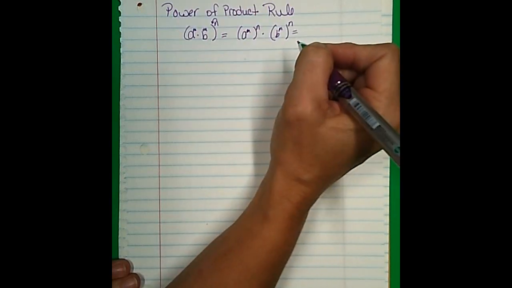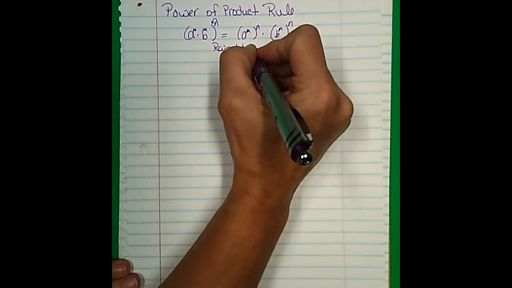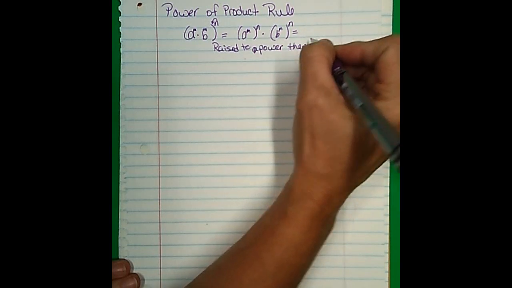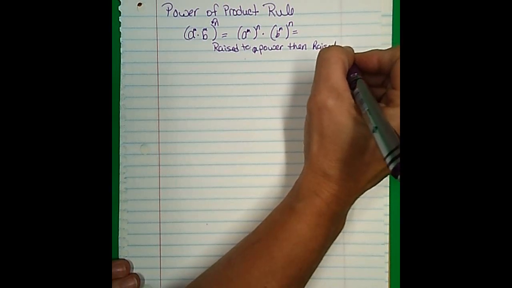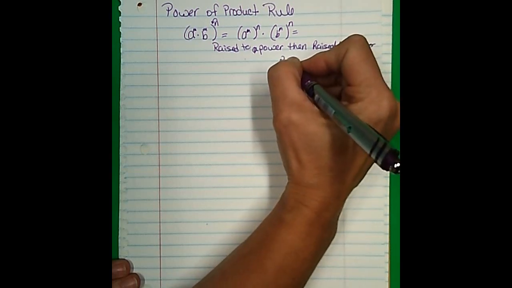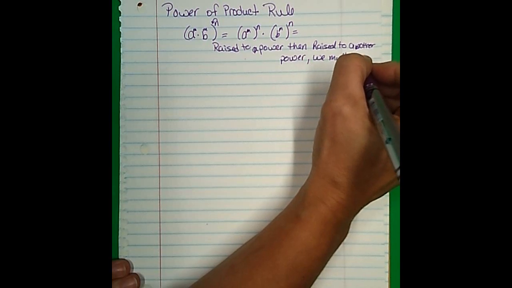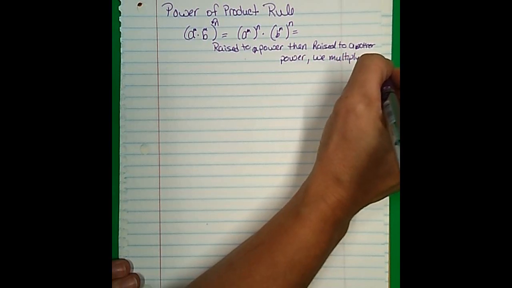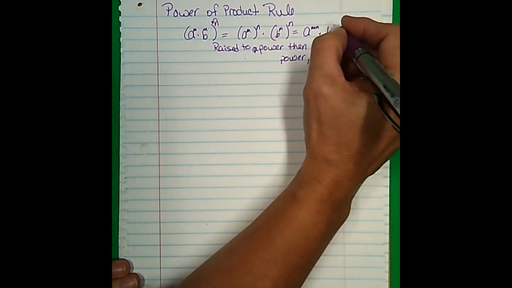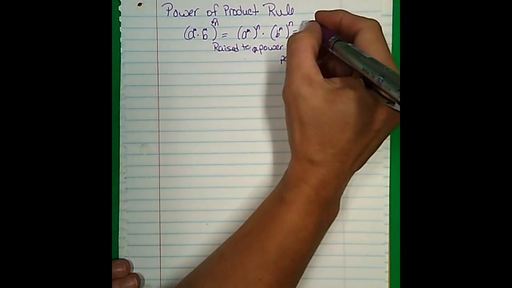So everything inside of it gets raised to this n power. And this power of product rule says that if it's raised to a power, then raised to another power, we multiply powers. So I would get A to the m times n times B raised to m times n. And we don't know the value, so those would be our answers.